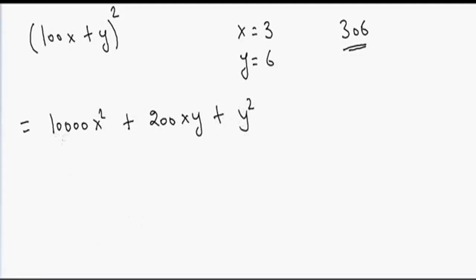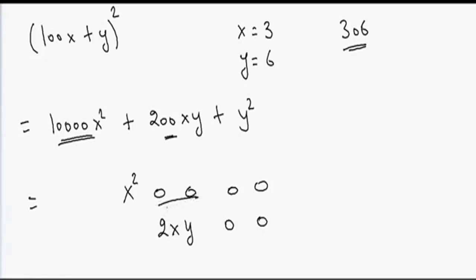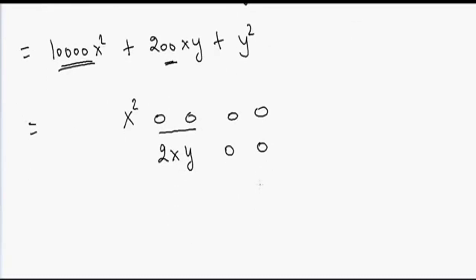Now you can see that we have 4 zeros for x square, 2 zeros for 2xy, and no zeros for y square. So if we add them together, it will look something like that: x square 0 0 0 0, right? And then we have 2xy 0 0. So this 2xy will go onto the next two digits here, right? And then we have y square, which will go here. Because there is a 0 here, the y square can occupy these two digits in the end.